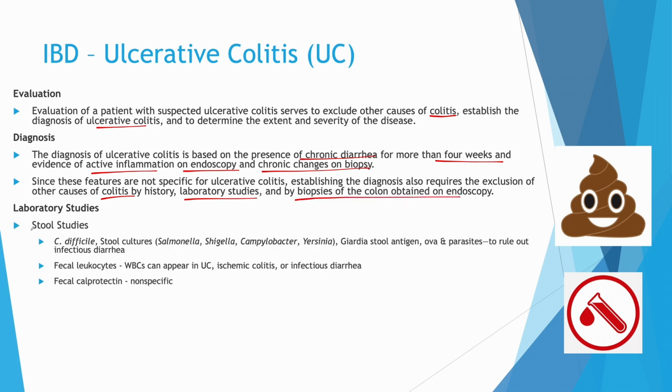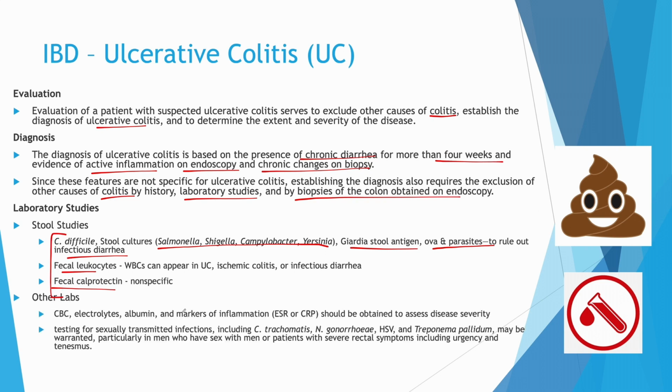So the stool studies are similar to Crohn's disease. We have C. diff toxin, stool cultures looking for these bugs, Giardia stool antigen, and OMP, to essentially rule out infectious diarrhea. You also want to look at fecal leukocytes, although it is pretty nonspecific. Fecal calprotectin is pretty nonspecific as well, but we tend to get a batch of stool studies when we have these patients. Blood work: CBC, electrolytes, albumin, markers like ESR and CRP.